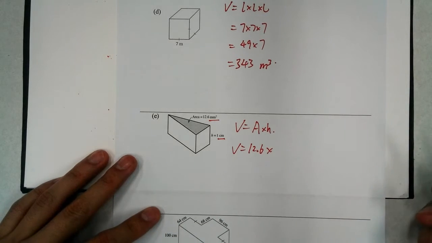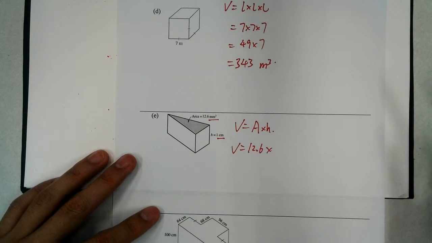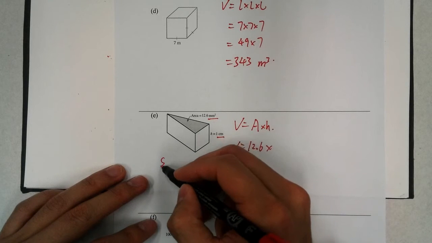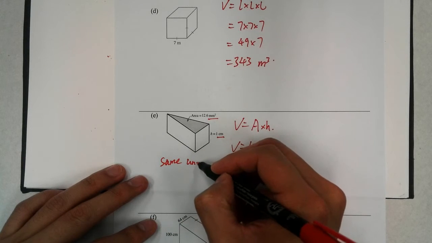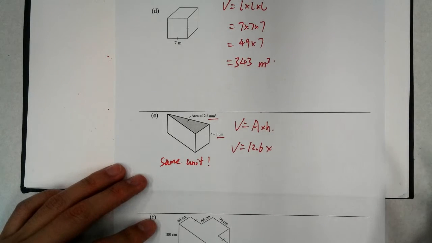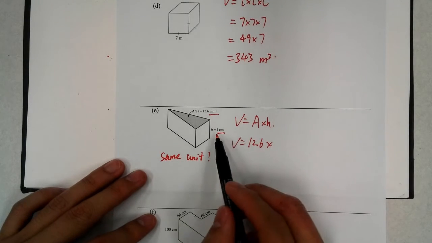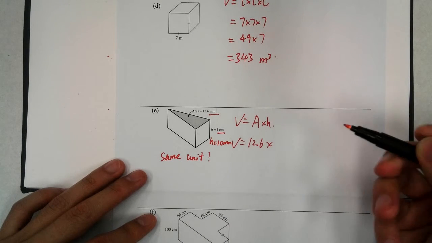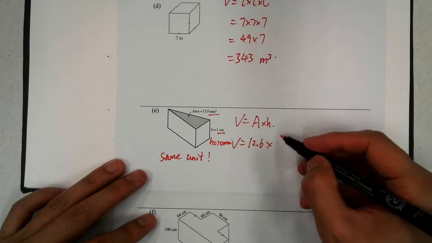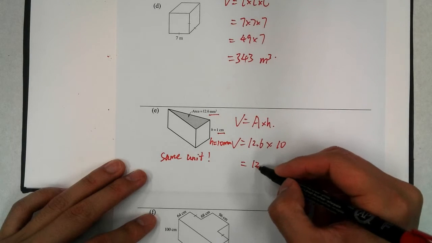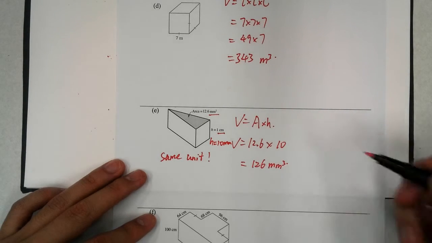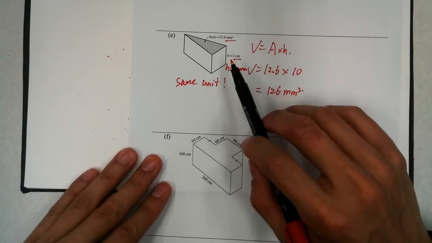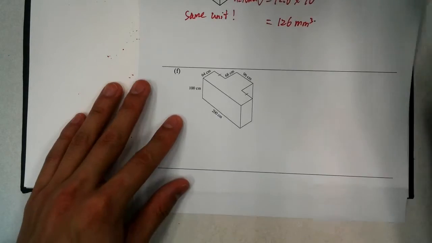The same as when we do the perimeter. When we calculate a measurement, we always need to have the same unit first. So same unit is important. Therefore, we will convert the 1 centimeter to millimeters, which is 10 millimeters. Therefore, volume is equal to 12.6 times 10. The answer is 126 millimeters cubed. So the important point is we need to make them have the same unit.